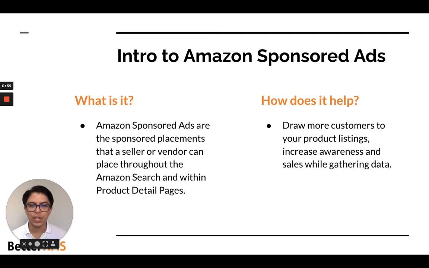Now, intro to Amazon sponsored ads. Okay, what is an Amazon sponsored ad? It's nothing more than sponsored placements that a seller or vendor can place throughout the Amazon search and within product detail pages. More on this later. Now, how does it help? It helps you draw more customers to your product listings, increase awareness and sales while gathering data. You're getting more data that you can later invest on. At the same time, you create more sales. So Amazon sponsored ads is an important thing if you want to grow on Amazon.